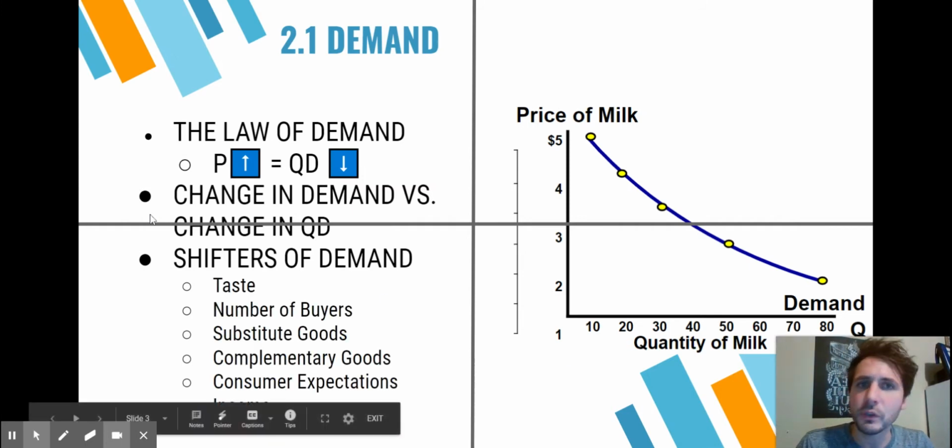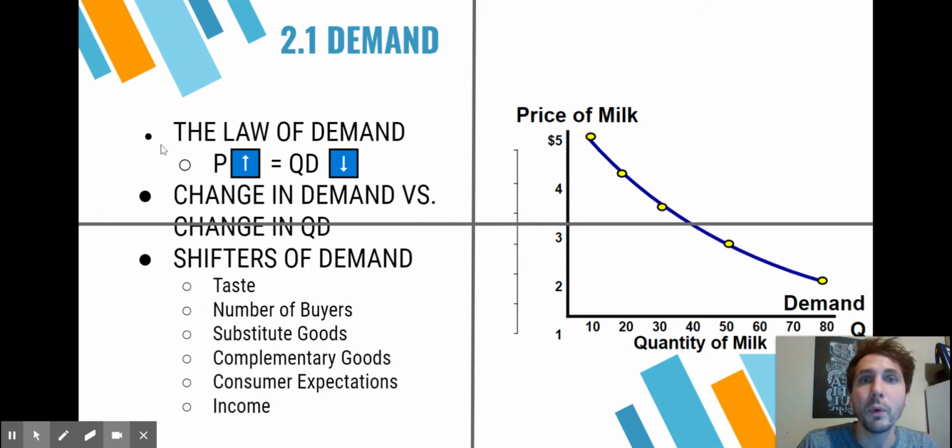Remember your different shifters of demand. We have several of them. We have the shifter of taste. People want more milk, right? Or people want less milk for a variety of reasons. They just desire it more or they desire it less. If they desire it more, the curve is going to shift to the right. If they desire it less, it's going to shift to the left. Number of buyers: if more people are in the market for milk, it's going to shift to the right. If there are fewer people in the market for milk, it's going to shift to the left.